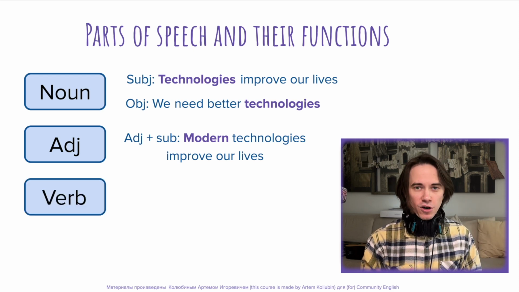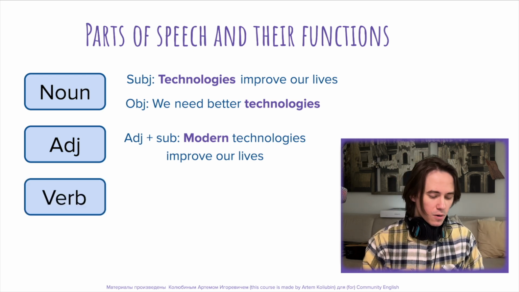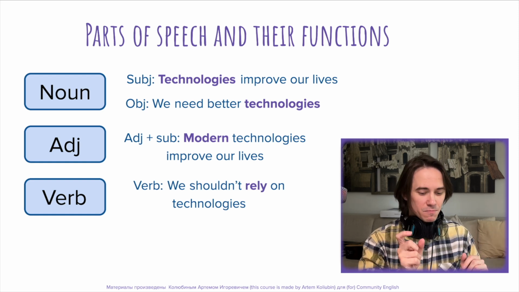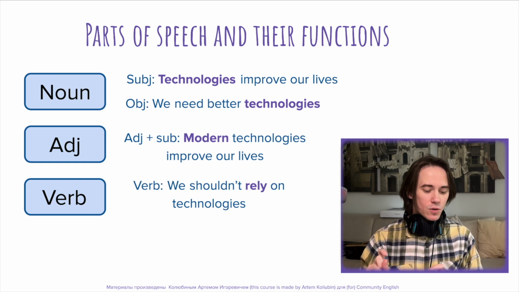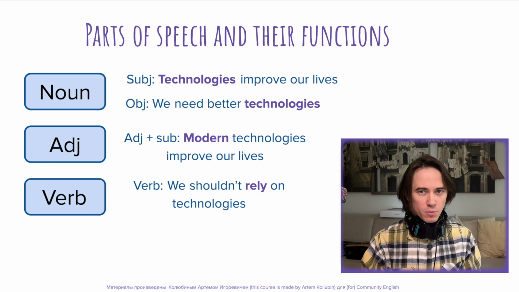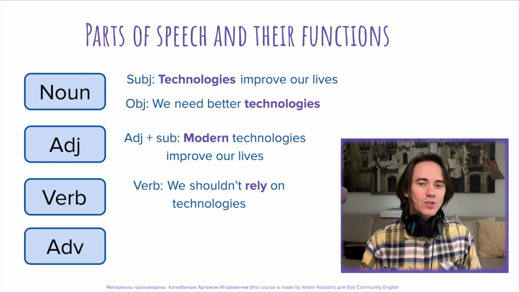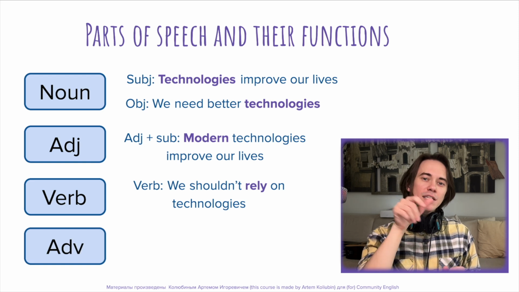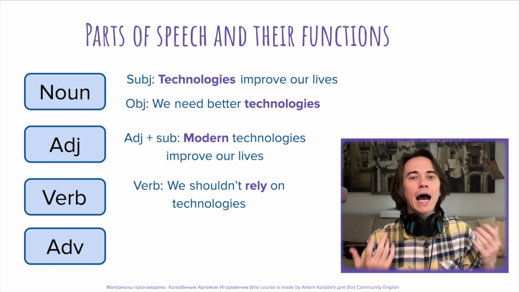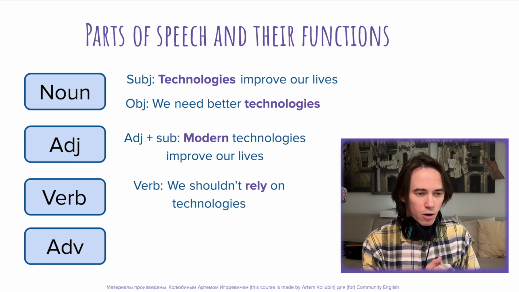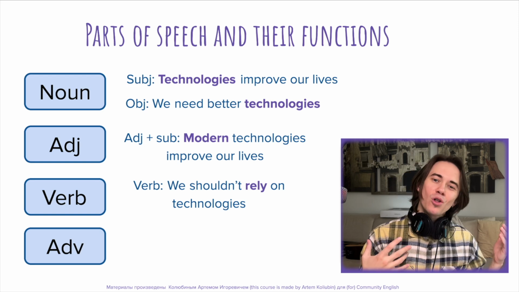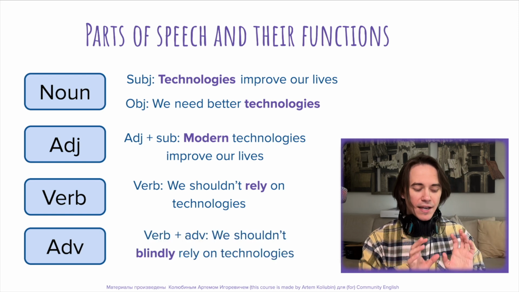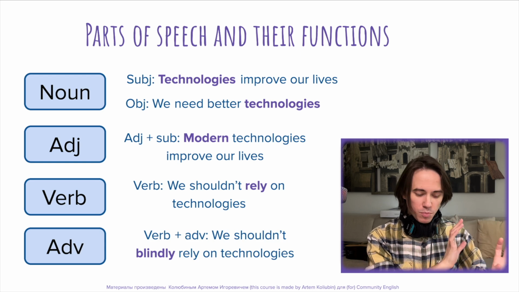We also have the verb. The verb is the activity, so it's simple. It's usually the second part of the sentence. Here it's improve, or here, we shouldn't rely on technology. So rely is the verb. And we also have adverbs. These words usually end in ly, and they usually answer the question how. For example, how do you move? I move slowly. So here we use an adverb together with the verb.